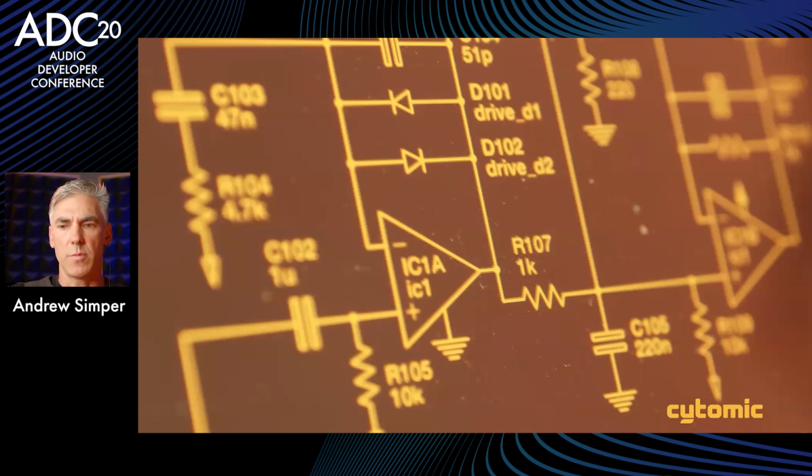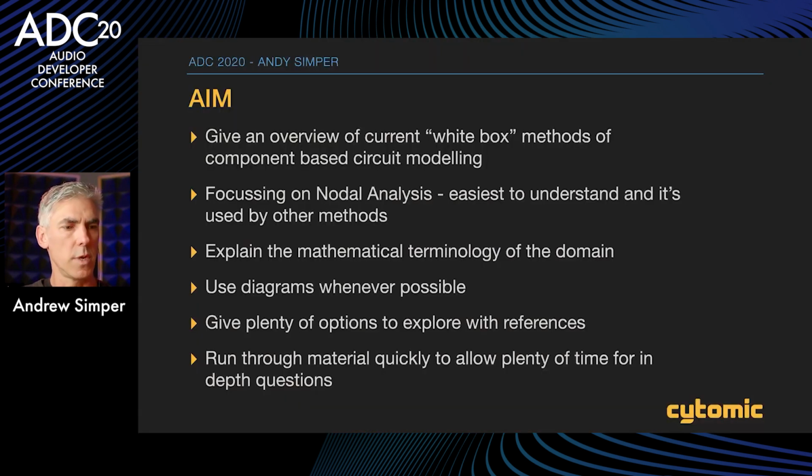So we're going to be having a look at something like this, which is a circuit, and then turning that into code. And I want to try and keep it all pretty visual as well. And the aim is to look at white box modeling methods.